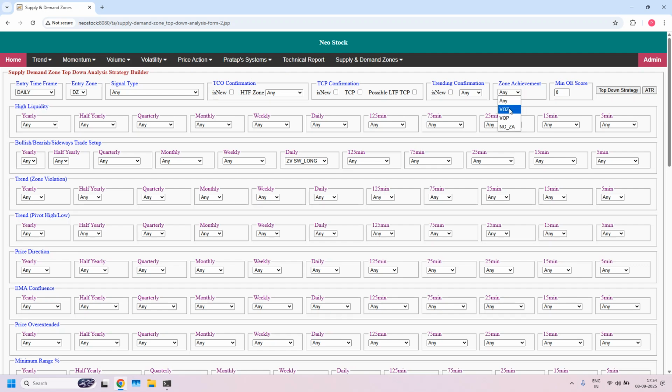Zone achievement violated opposing zone. Minimum odd enhancer score 11 for sideways. And pierced zones I am allowing for daily time frame. So any pierced zones on daily time frame, you can use for pierced zone strategies that you learned in lesson 28. But you can't be using them as sideways trade setup.